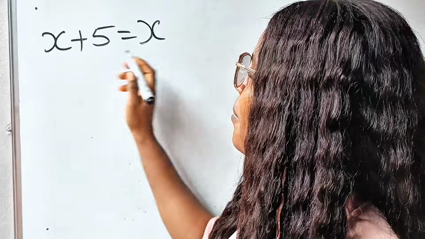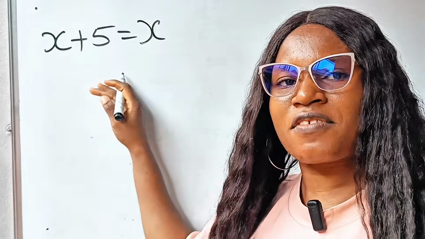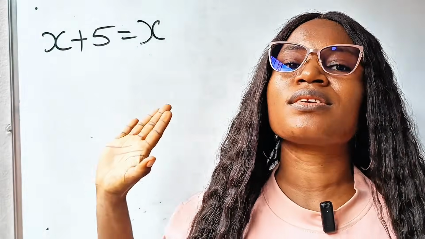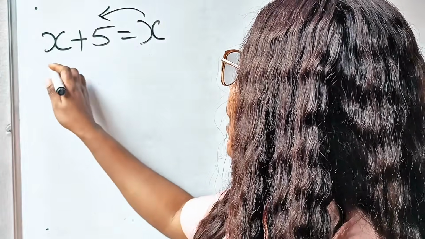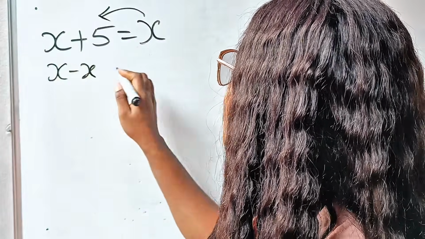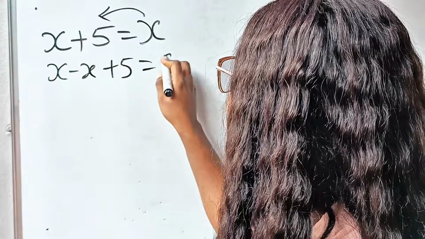For the first method, normally we are looking for the value of x. So let's bring x to one side of the equation. So this comes here, and we have x minus x plus 5 is equal to 0.